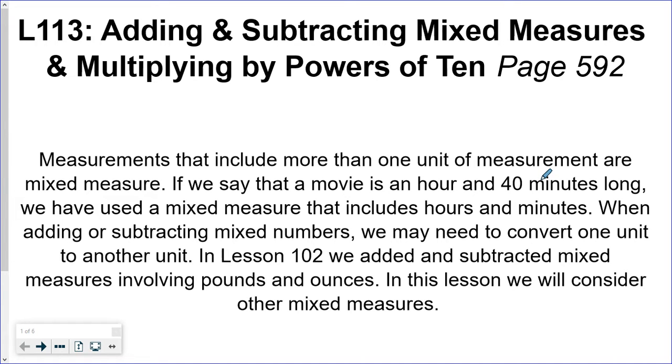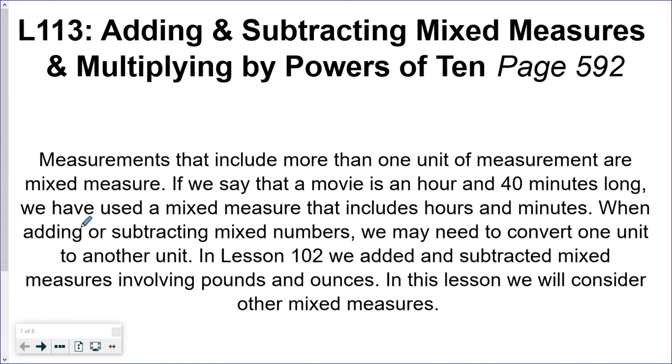If you were to go to someone and ask, what's your height? And they said, well, I'm 5 feet 4 inches. That would be another example of a mixed measure because you have a label that has two different measurements on it. There's feet and there's inches.